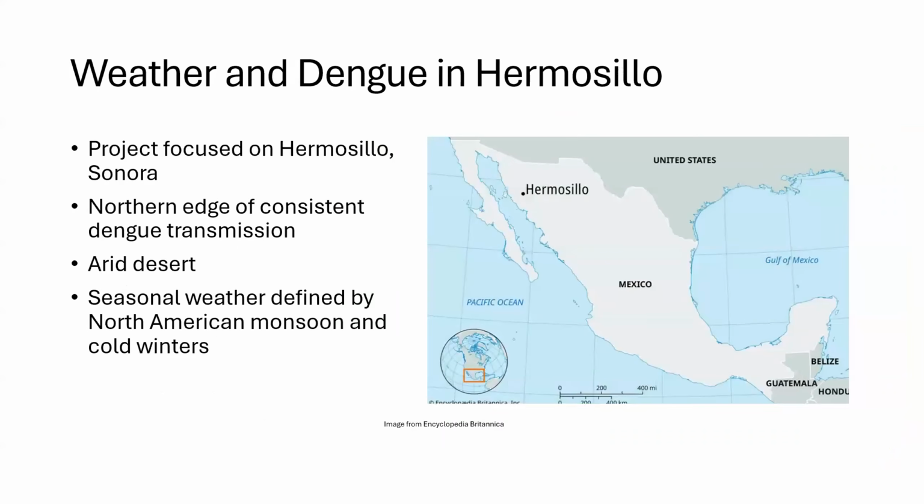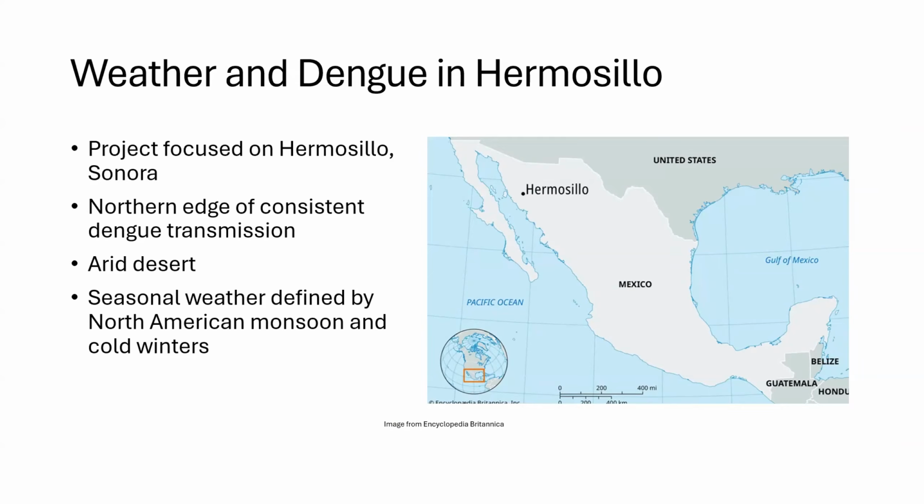So, for our project, we wanted to look at weather and dengue in Hermosillo. Hermosillo is a city in Sonora, Mexico. It's about 4 hours south of the Arizona border. And it represents roughly the northern edge of consistent dengue transmission in the Americas. So we don't see a lot of regular, locally acquired dengue cases above this area. And it exists in this arid desert area that's marginally suitable for Aedes aegypti to survive in.